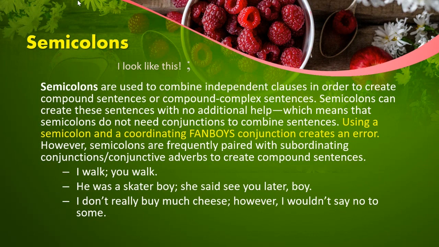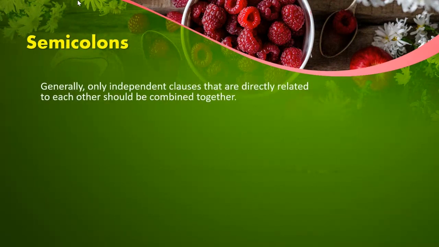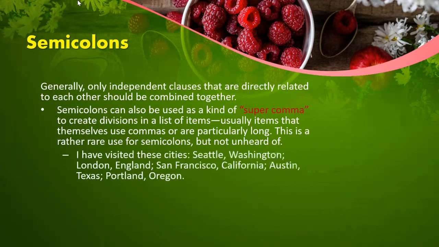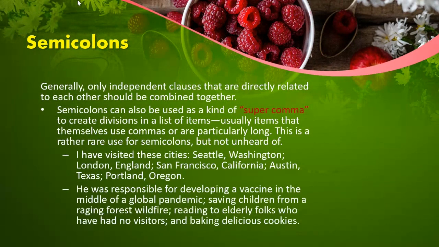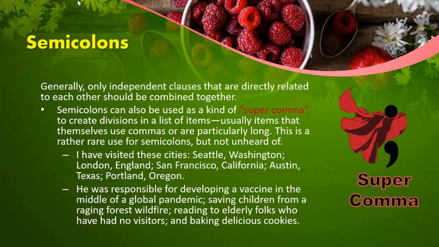Some examples of semicolons include the following: I walk; you walk. He was a skater boy; she said see you later boy. I don't really buy much cheese; however, I wouldn't say no to some. As a rule of thumb, only independent clauses that are directly related to each other should be combined together using semicolons. Semicolons can also be thought of as a kind of supercomma.